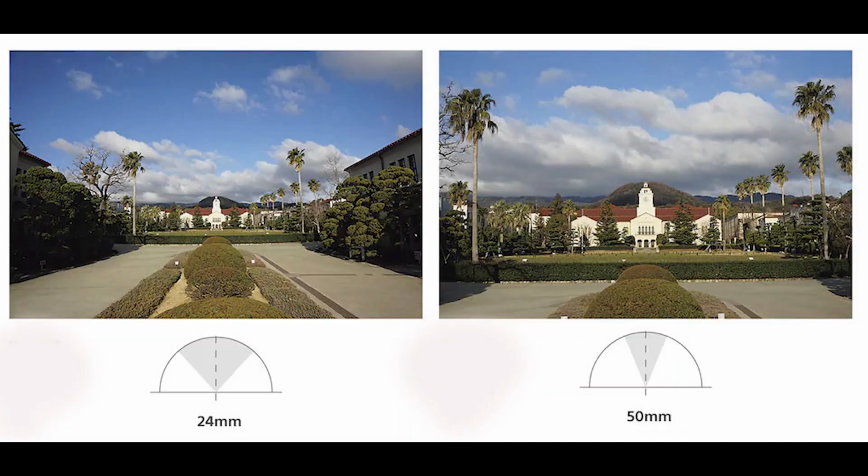On this picture to the left you have how this place looks at 24mm, and here you have how it looks with 50mm, which is about the same as your eyes.